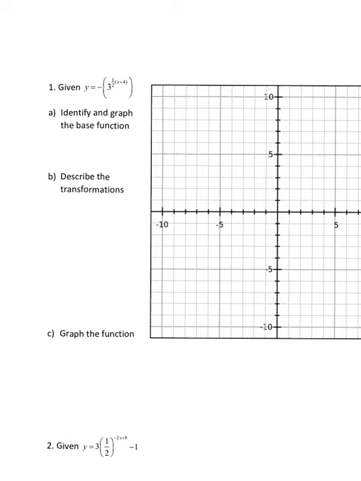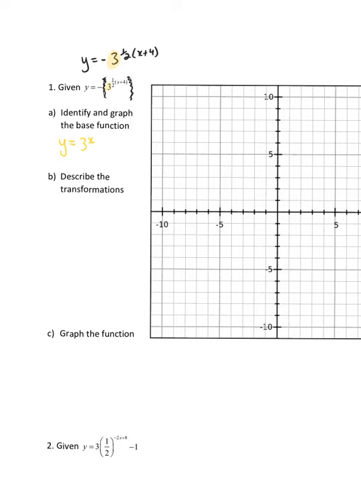In example 1, we are given y equals negative 3 to the exponent one half x plus 4. These brackets really are not necessary. It doesn't matter if they're there or not. You could write this as y equals negative 3 to the one half x plus 4. Part A asks us to identify and graph the base function. The base of this exponential function is 3. It's that large base number there, 3. So we will say the base function is y equals 3 to the x.